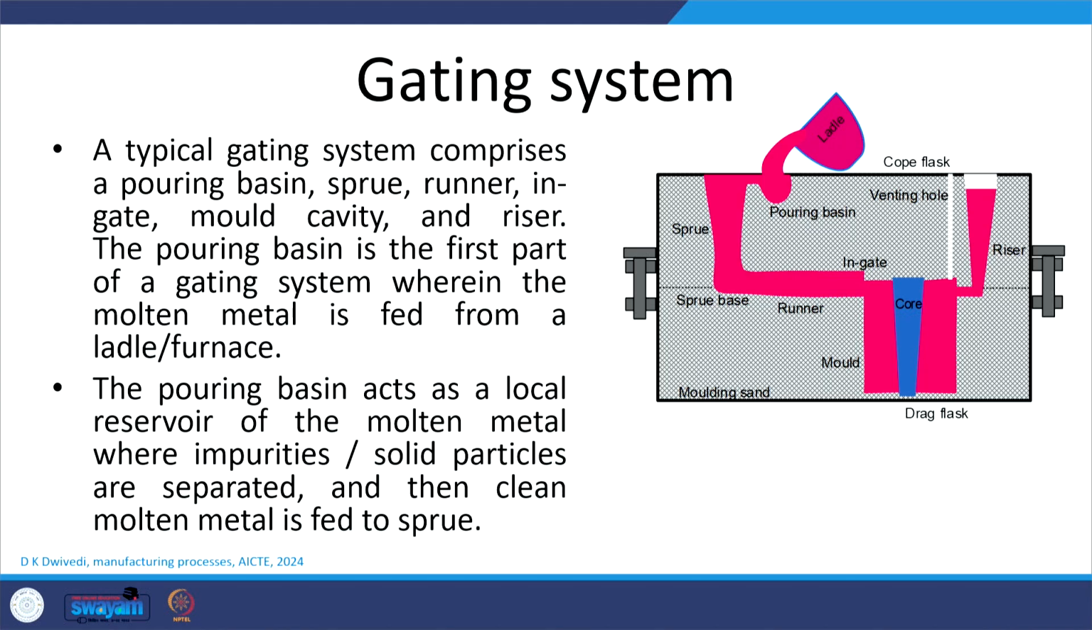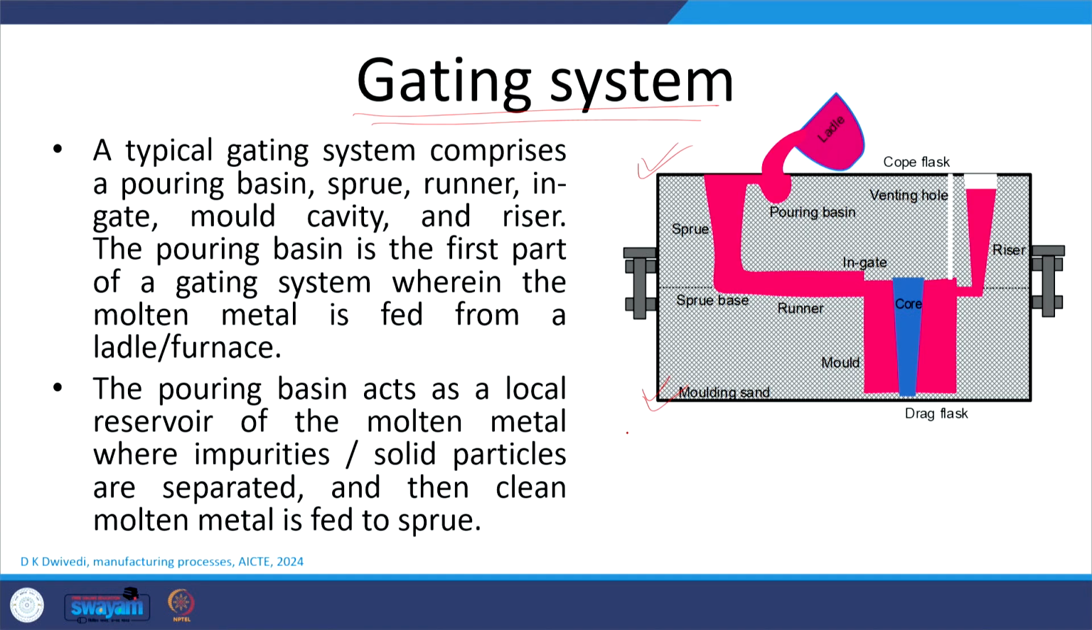As far as the gating system is concerned, it is an extremely important part of the casting. So we have to have the mold. The mold is made using the pattern. The mold is made with the help of, in the simplest case, two flasks, the top flask and the bottom flask.